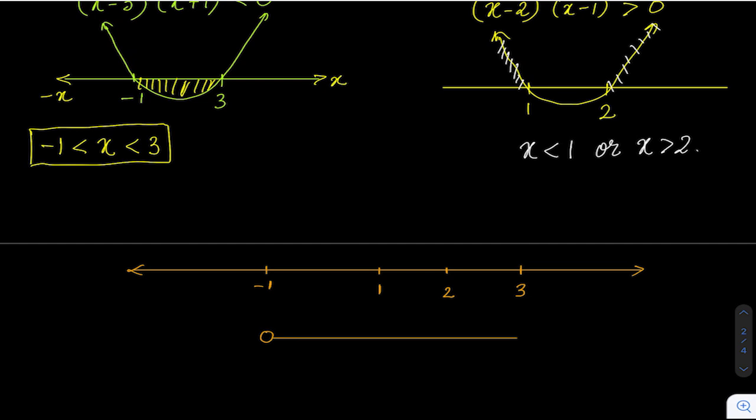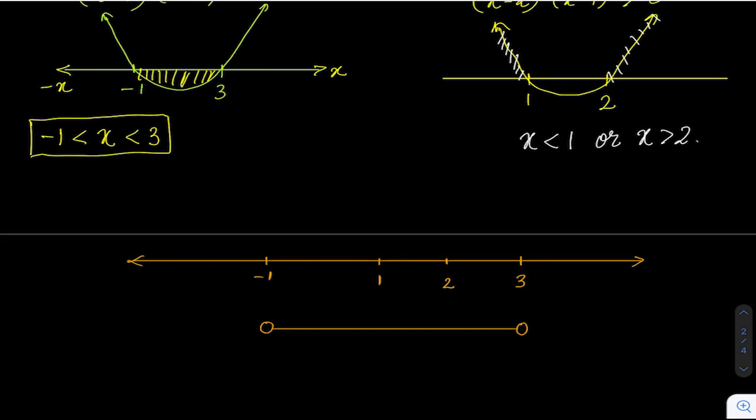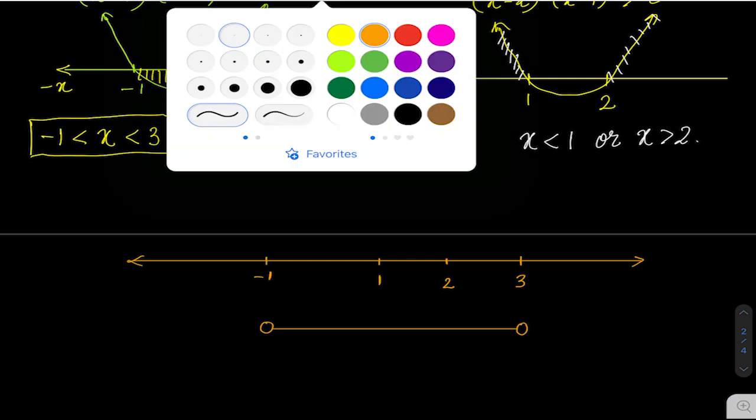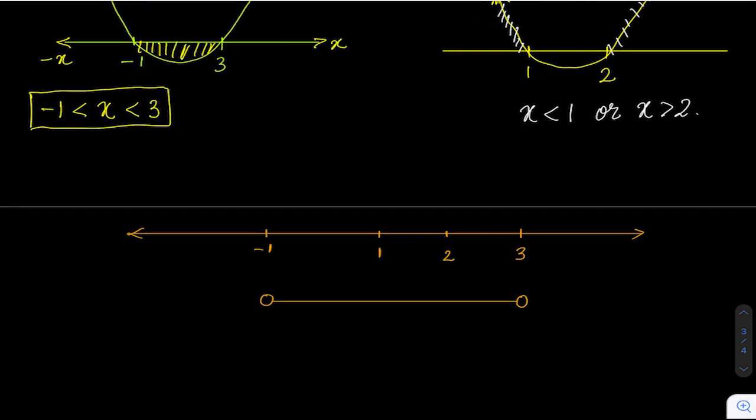This is my first answer. What's my second answer? Less than 1. So this is 1, and less than 1 means something like this. The second part is greater than 2, like this.